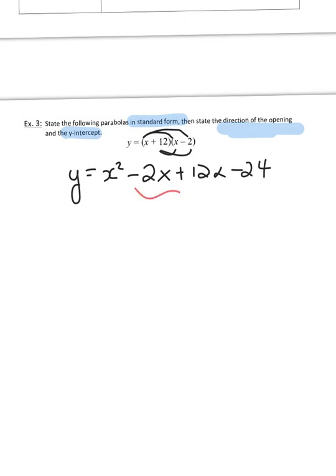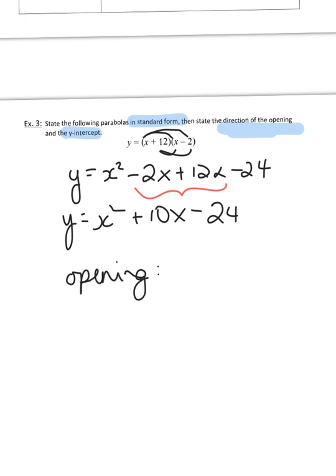And then putting those two middle terms together, we end up with x squared plus 10x, oops, not plus, minus 24. Okay, so now it's in standard form. Direction of opening. So look at the a value. The a value is going to be right in front. And right here we have nothing, so it's a positive 1. So direction of opening is going to be up, since a equals positive 1.